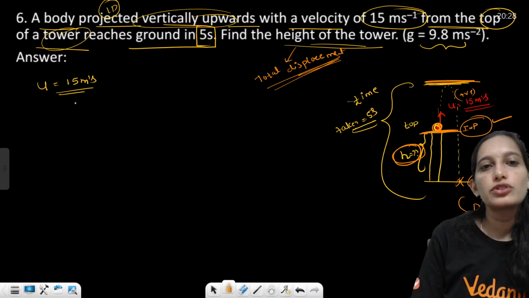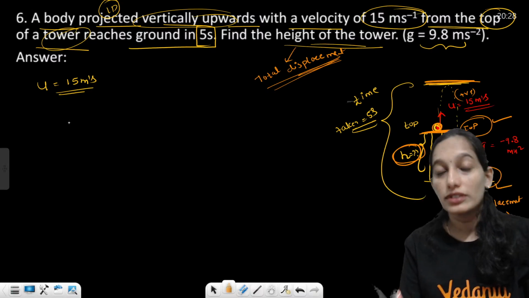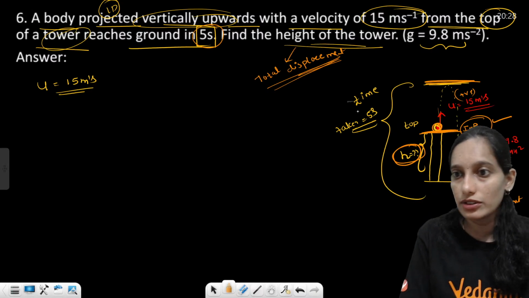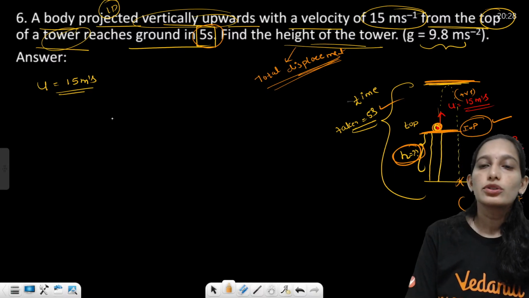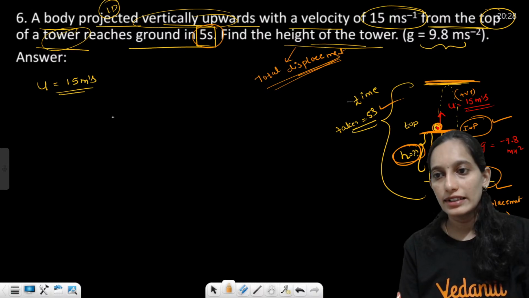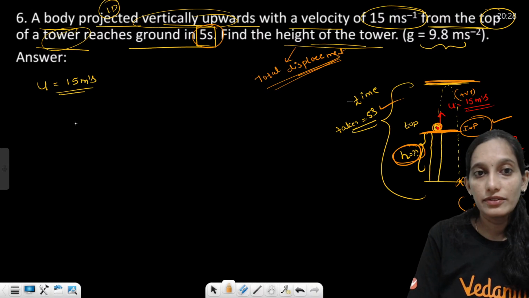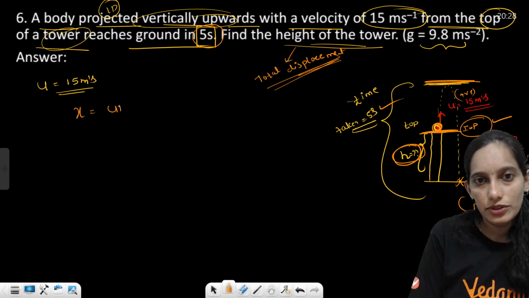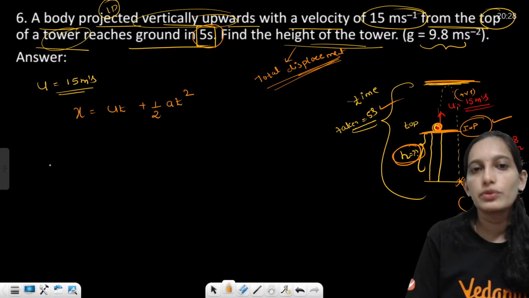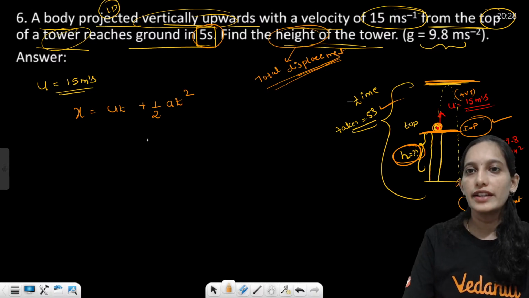Which equation can we take? The time is given here: 5 seconds. So time is there, velocity is there, acceleration is there. We are supposed to find out the height, so which particular equation can we consider? We can take x equals ut plus half at square, correct? So this x itself is the height, correct?